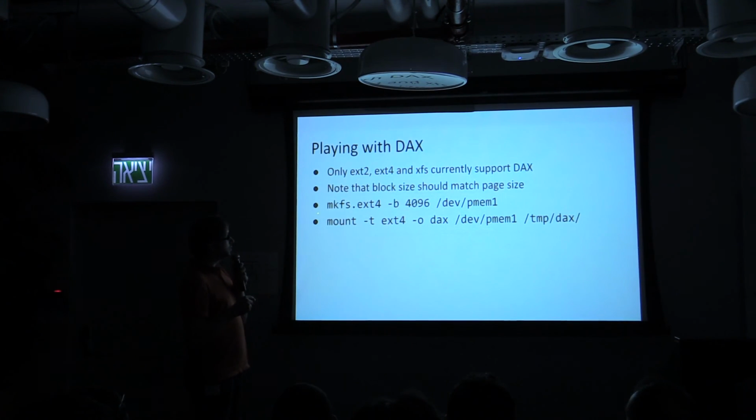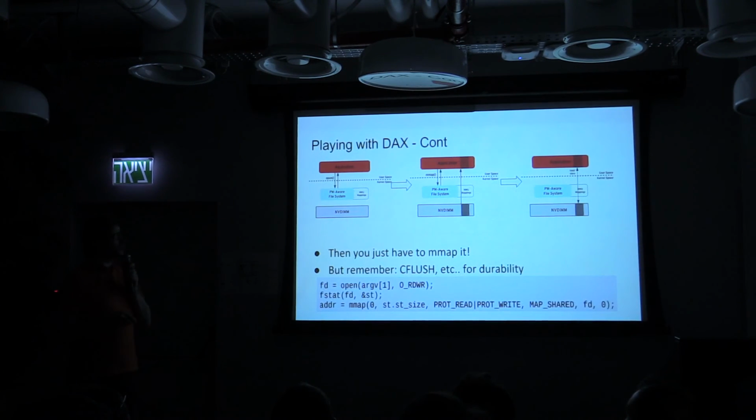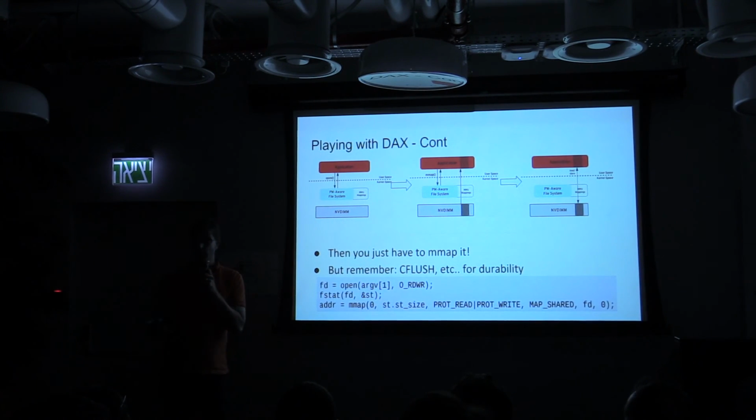So it's really easy. You have the PMEM you created earlier, you do mkfs, then you mount it, and you're ready to roll. So what do you do next? Well, you just have to mmap it. It's literally open the device and map it, and then you can do your memcpy directly to the system. It's that simple.